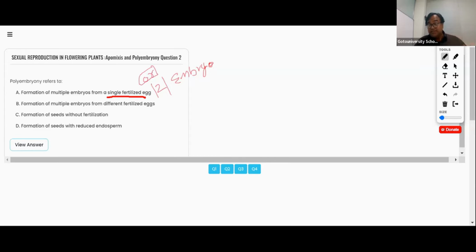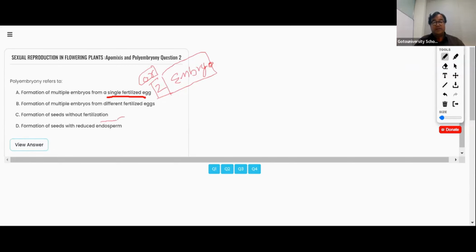If you have the clarity, definitely you will choose. But if you're not having the clarity in using the multiple terms, you'll be in problem. So developing embryo, not developed embryo, developing embryo or zygote or fused egg or single fertilized egg. These many terms I can use for single fertilized egg.